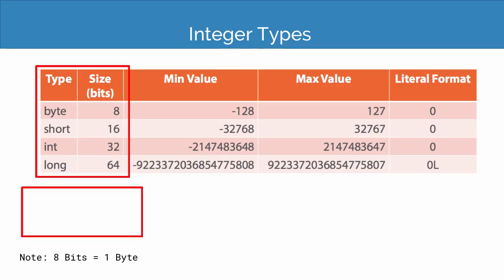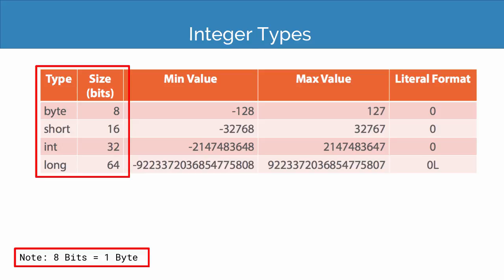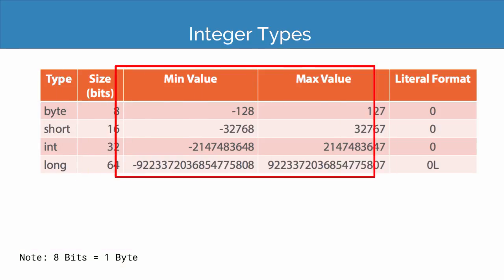Now make a note, 8 bits equal to 1 byte. So here I have simply represented the size of the data type with the help of bits. And here I have two columns at the center, the minimum value that this data type can bear and also the maximum value that this data type can have.